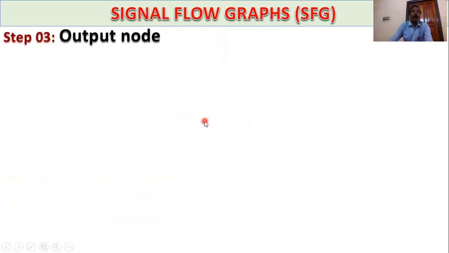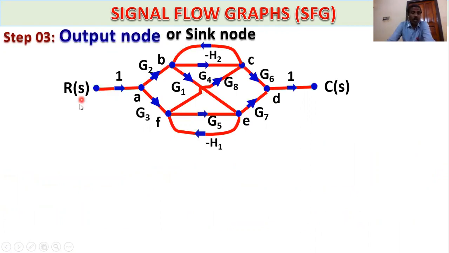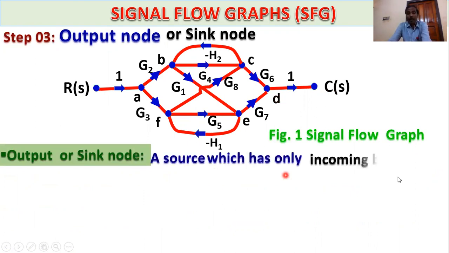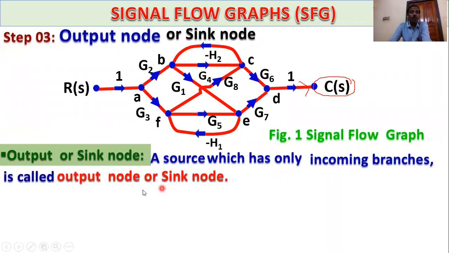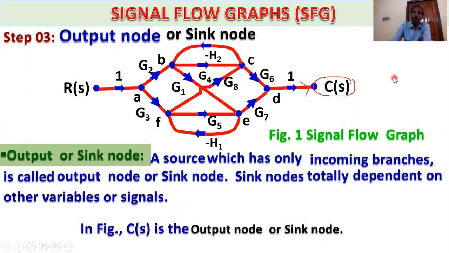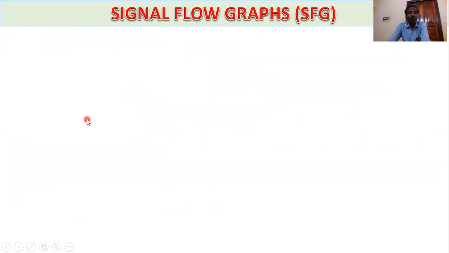Then step number 3, what is the output node or sink node? C(S) is called the output node. But why is this node called the output node? It is a node which has only incoming branches. In this case, C(S) is the output node and has only incoming branches, no outgoing branch. It is called the output node or sink node. A sink node is totally dependent on other variables or signals. In the figure, C(S) is the output node or sink node. This is also called the effect node of the system. So this is the basic idea of the output node or sink node.